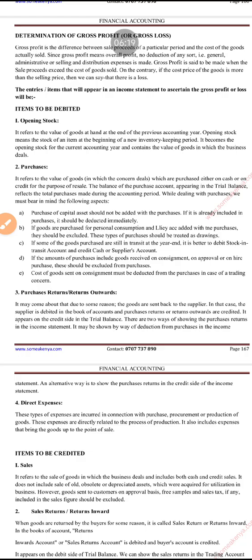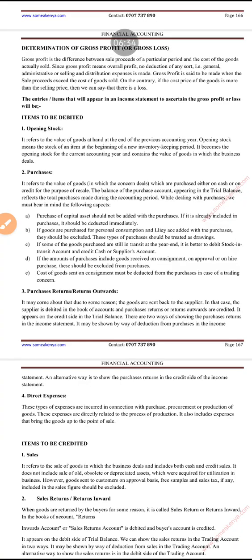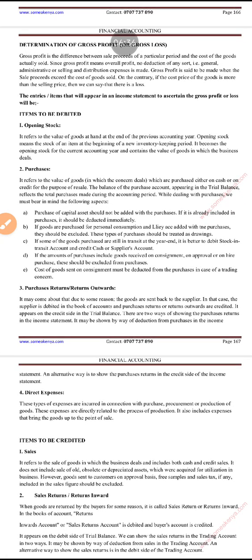So the other item is purchases. It refers to the value of goods in which the concern deals, which are purchased either on cash or on credit, for the purposes of resale. So the balance of the purchases account appearing in the trial balance reflects the total purchases made during the accounting period. While dealing with purchases, we must bear in mind the following aspects.